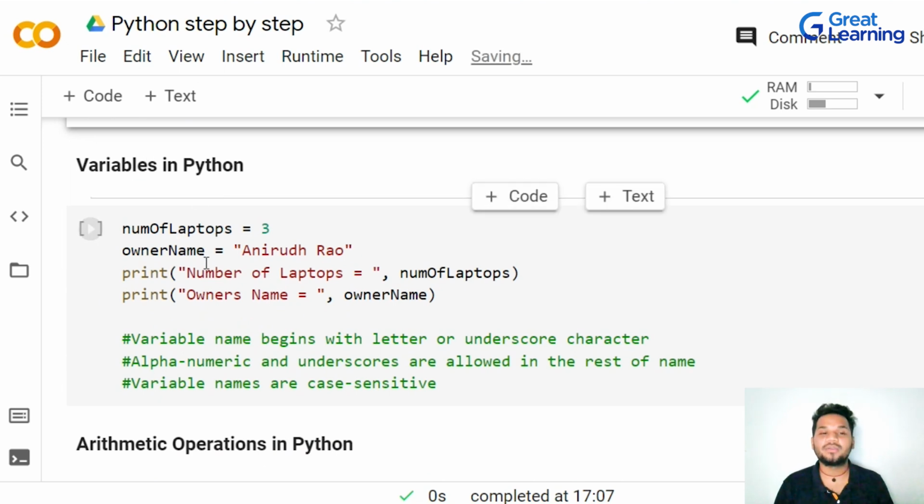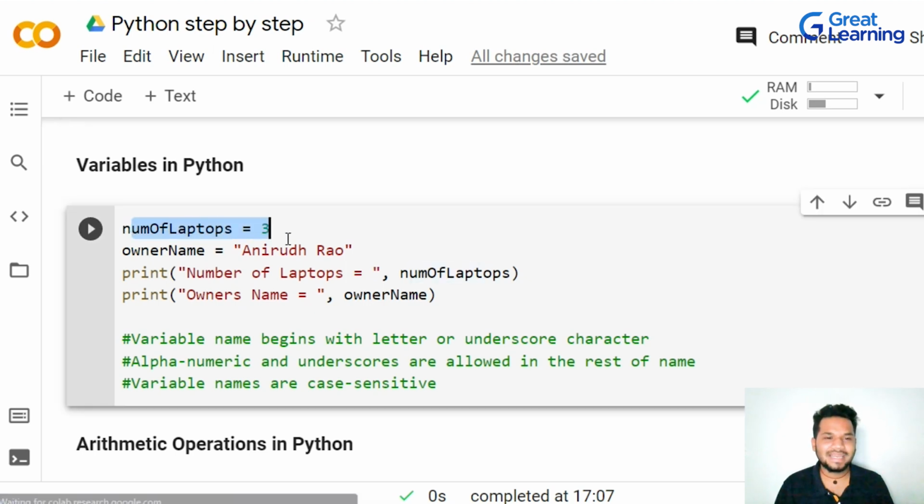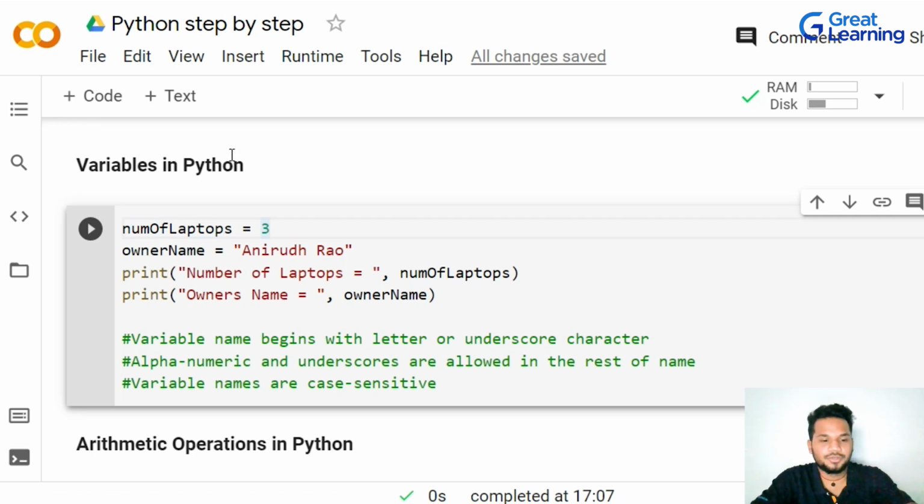Perfect. Next, when you take a look at the variables, right? I have multiple variables here. Look, the number of laptops I have is 3. I actually have 2 laptops, but it's okay. It's 3. Let me change it to 2. Let's have that. Perfect.